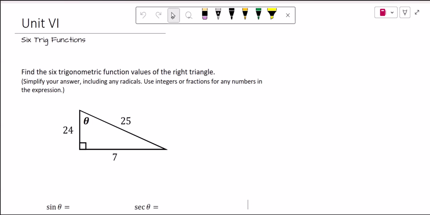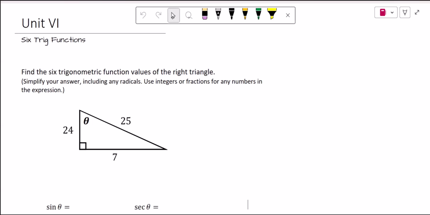Let's look at our first example. Find the 6 trigonometric function values of the right triangle. Simplify your answer, including any radicals. Use integers or fractions for any numbers in the expression.